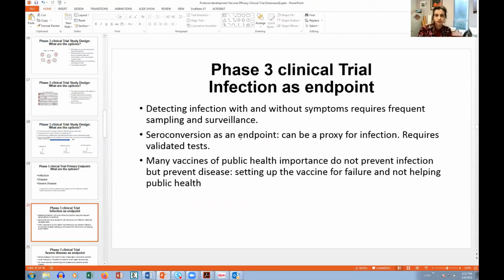So what about infection as an endpoint? Detecting infection with and without symptoms requires frequent sampling and surveillance. Seroconversion as an endpoint can be a proxy, but it also requires validated tests. Many vaccines of public health importance do not prevent infection, but they prevent disease, or they prevent disease to a larger degree than they prevent infection. So if we put infection as the primary endpoint, we may be setting up the vaccine for failure and not necessarily helping public health.